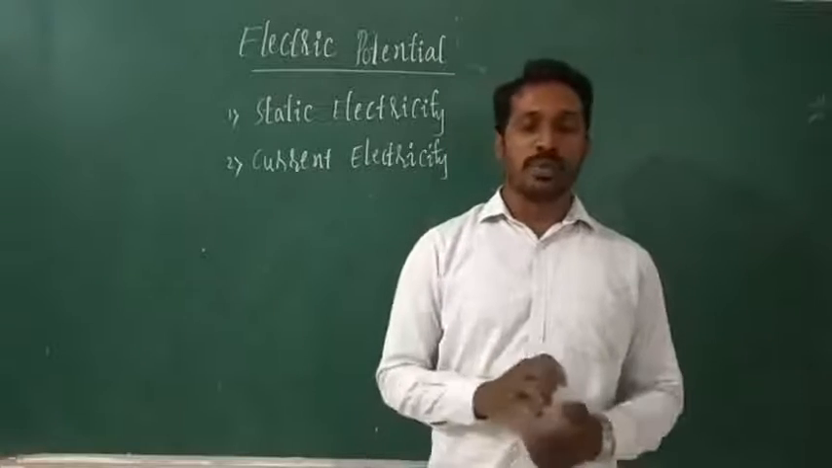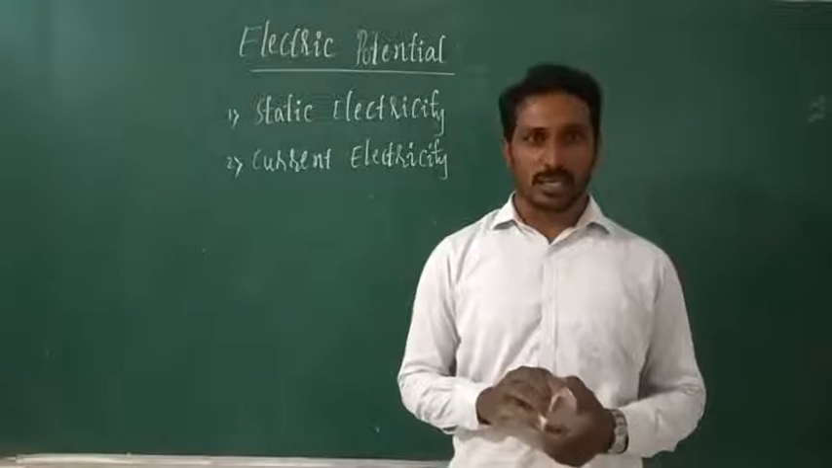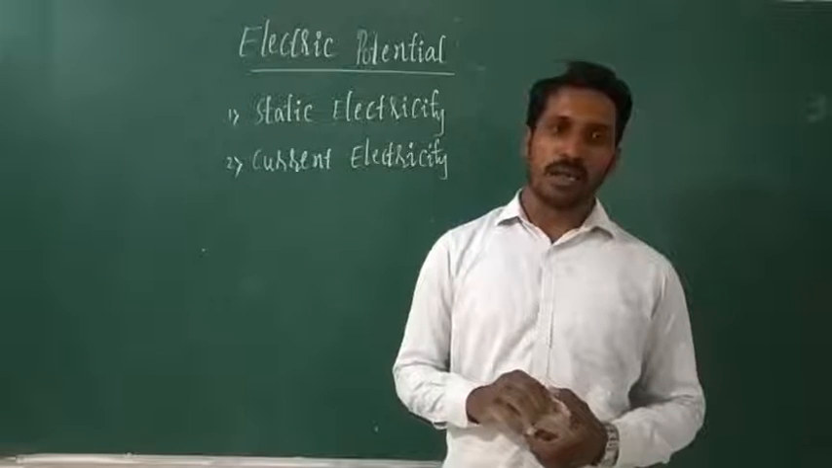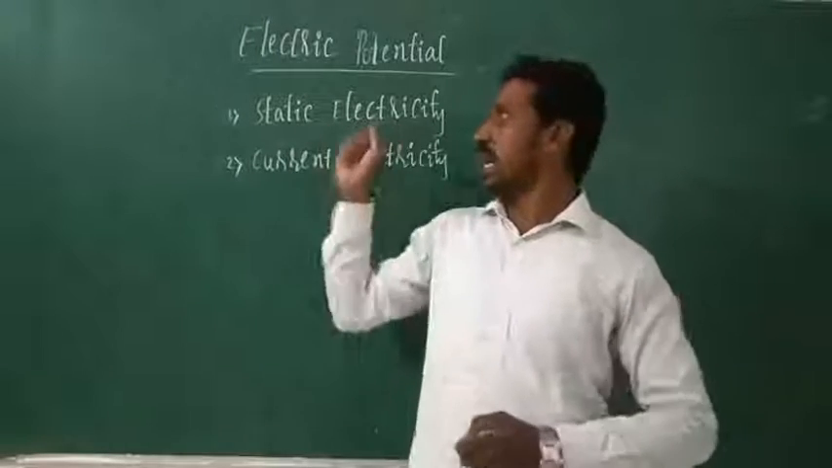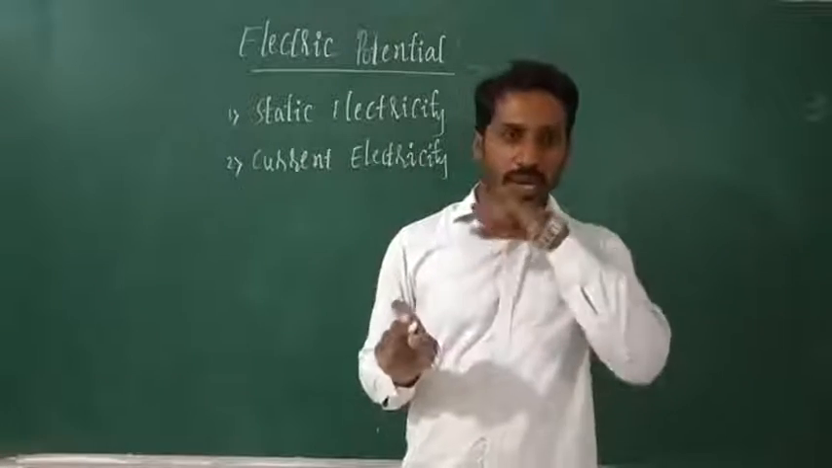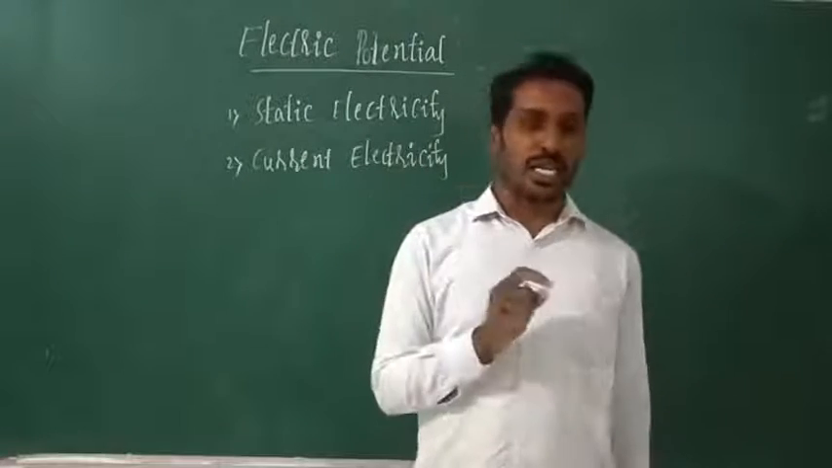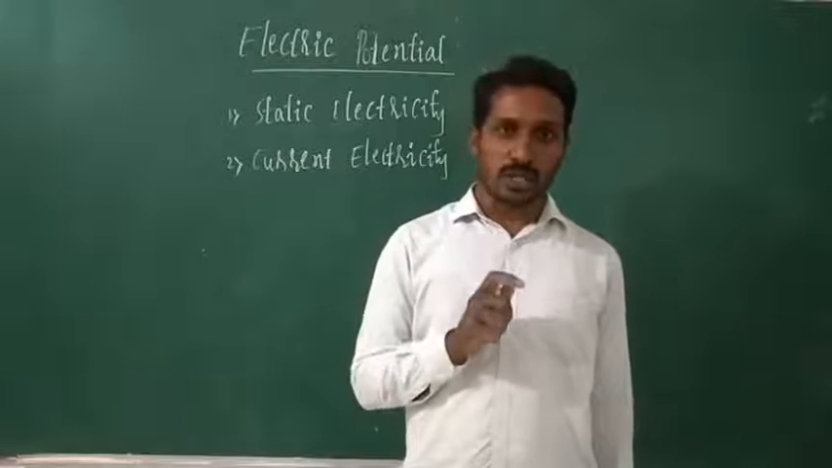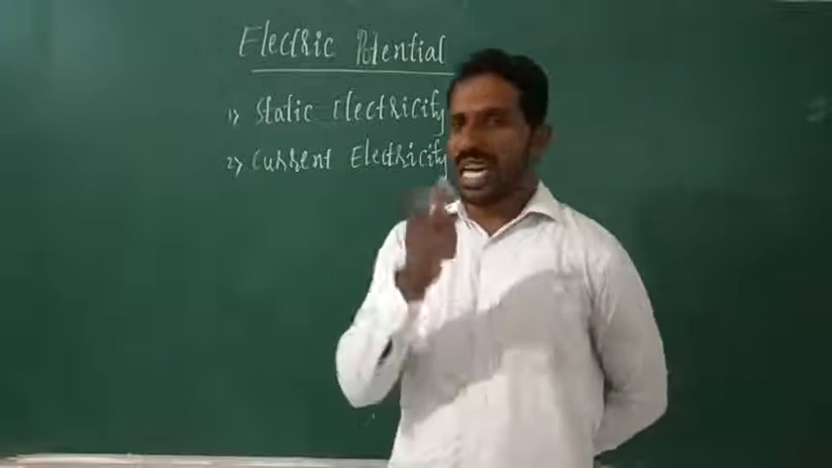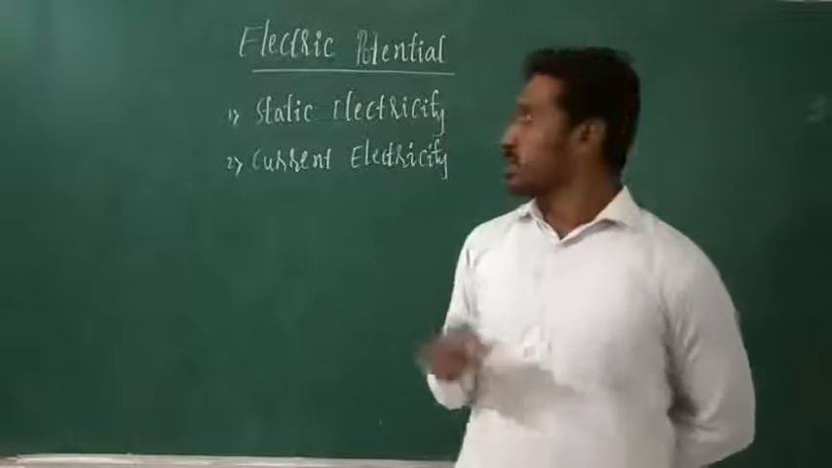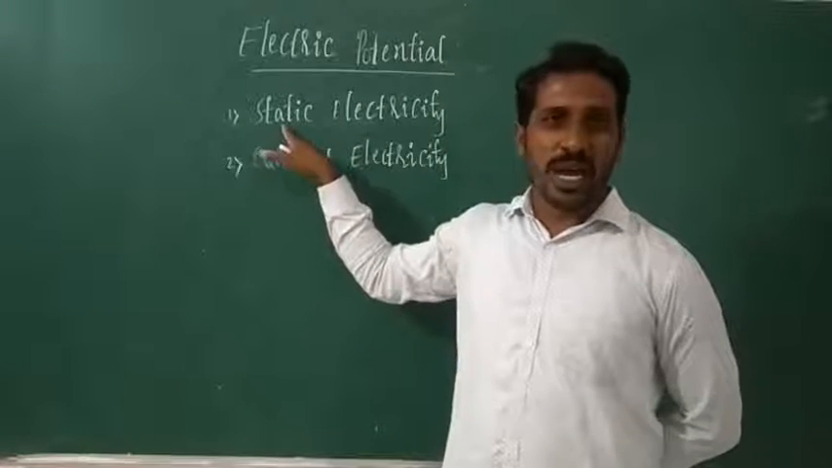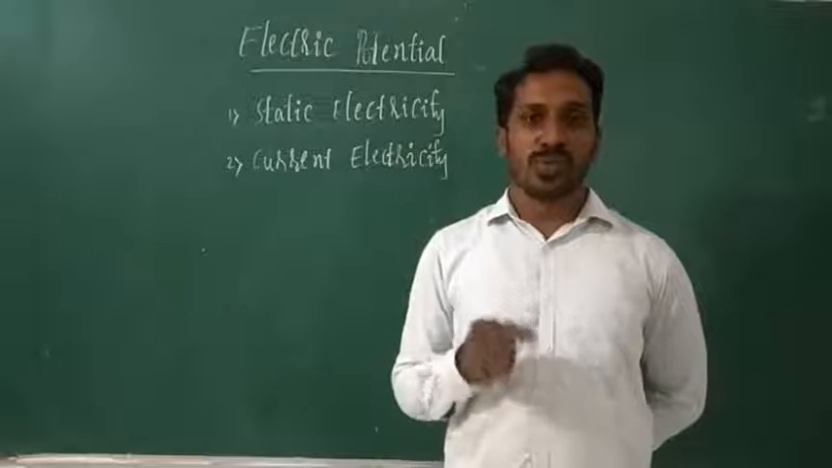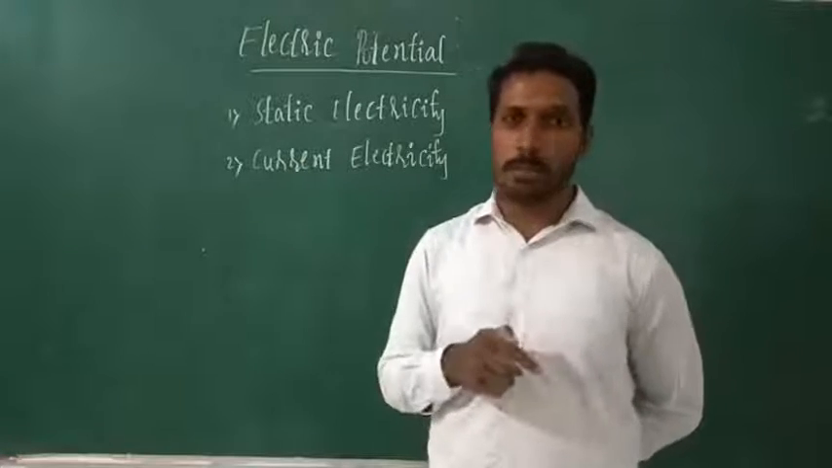Students, in the previous class we discussed electricity. Electricity can be of two types: one is static electricity, and the other is current electricity. Static means charges at rest. Electricity means the flow of charges with respect to time.